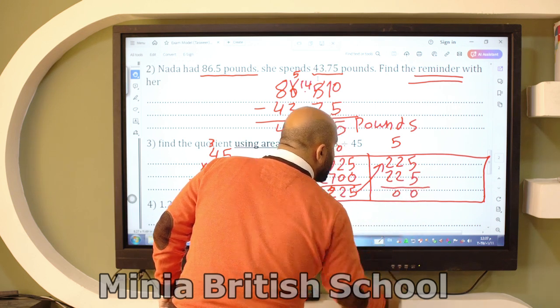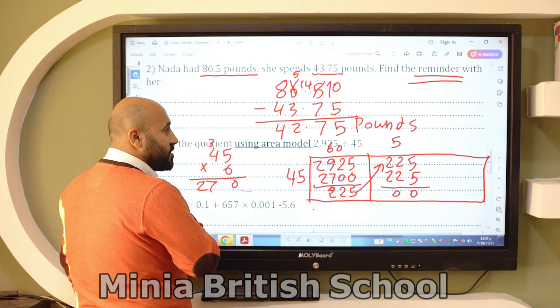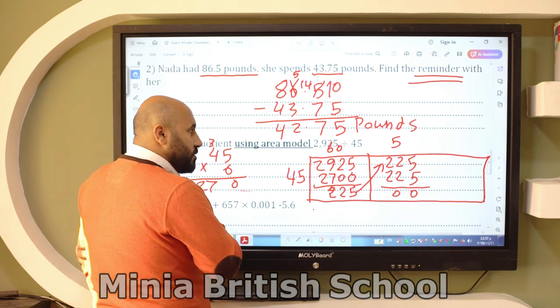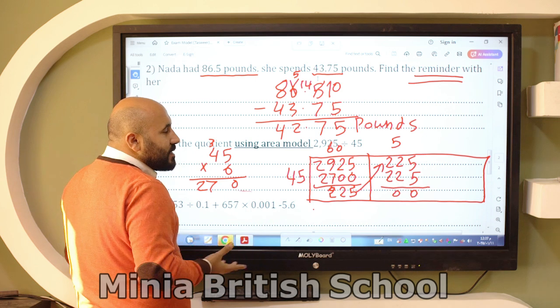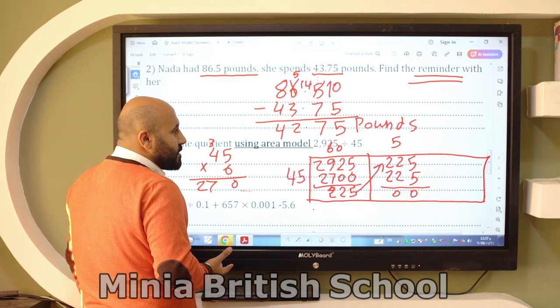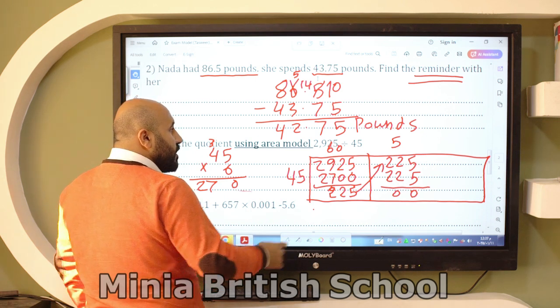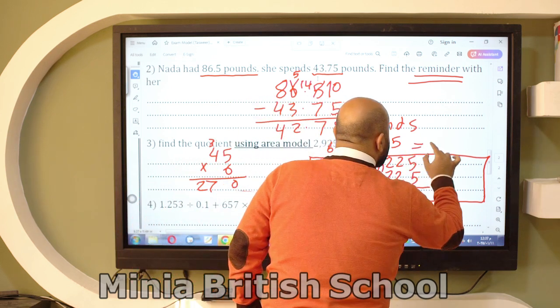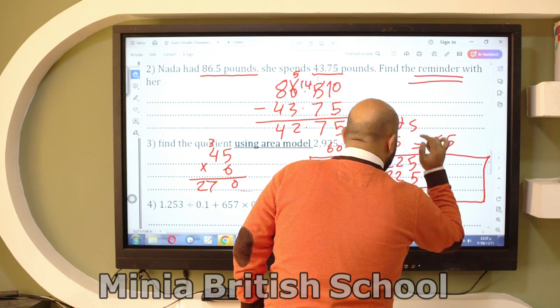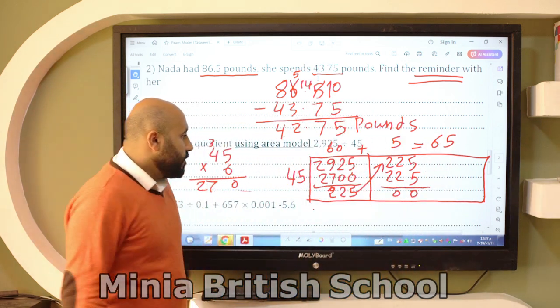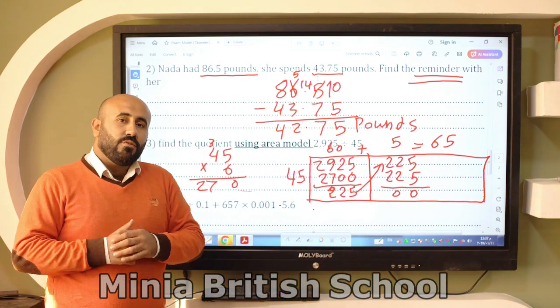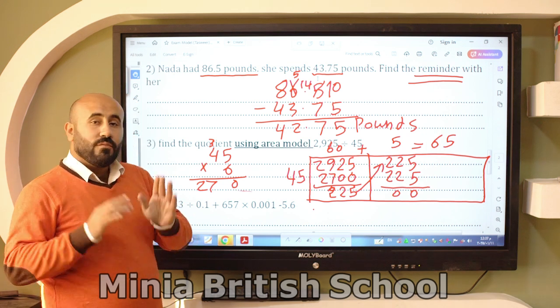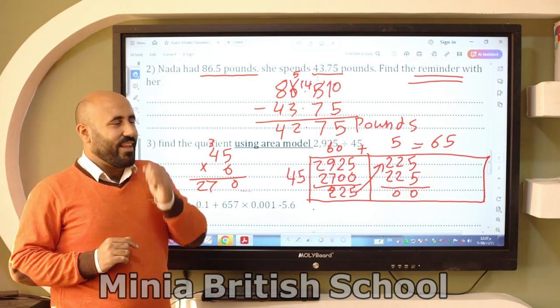0, 0. That means I have finished my division. So what is the quotient of this division? I will add 60 plus 5, which equals 65. Okay? Did you get it? Good. Fine. Let's get to the next.